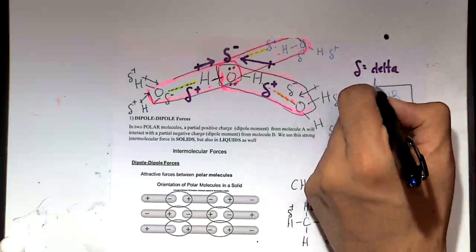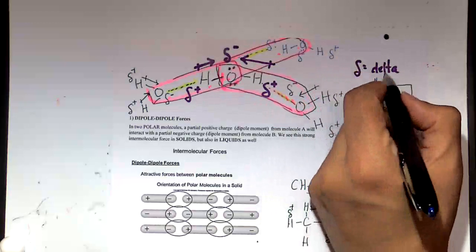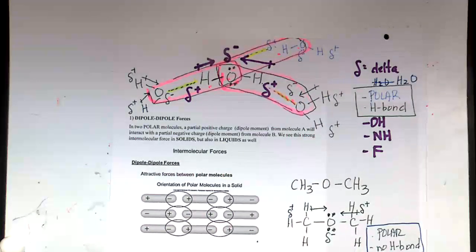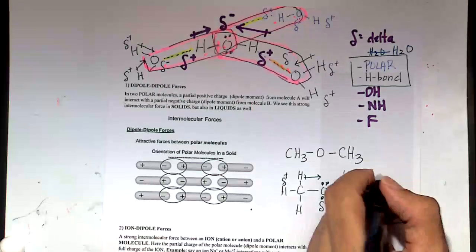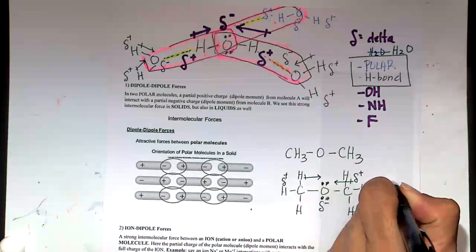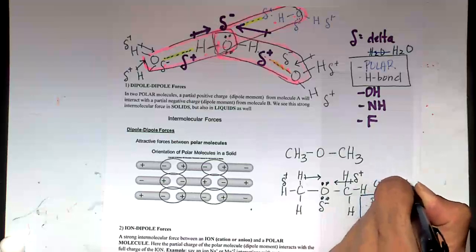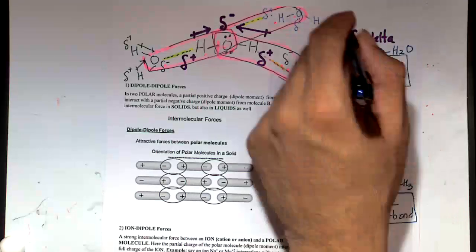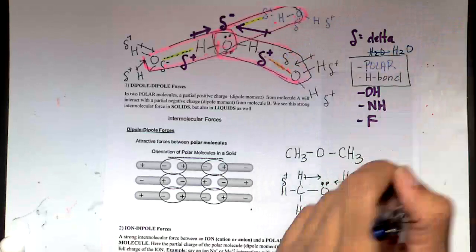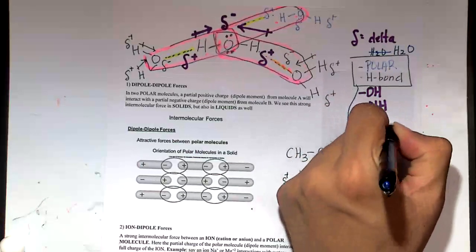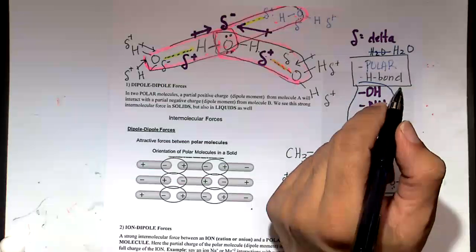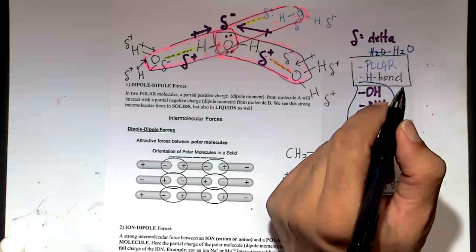So we have water, which is polar and has the additional capability of hydrogen bonding. We have dimethyl ether, which is polar, but does not have the capability of hydrogen bonding. Okay, but both are polar. Okay, again, OH, NH, and F. Okay, let's go back to the very first page here.